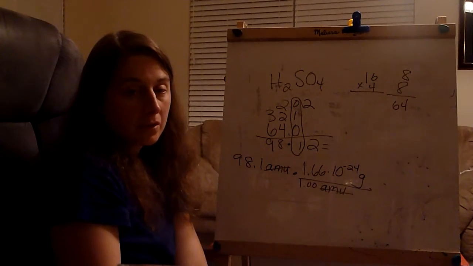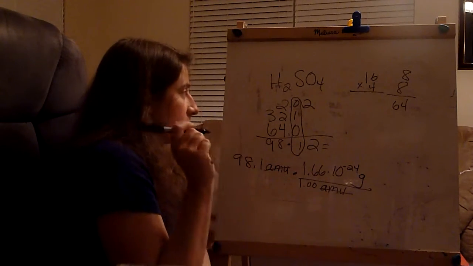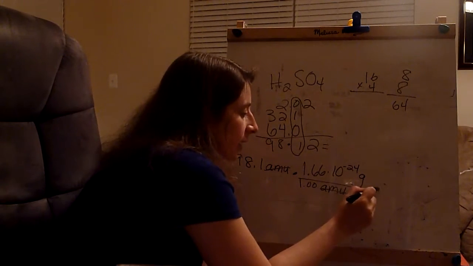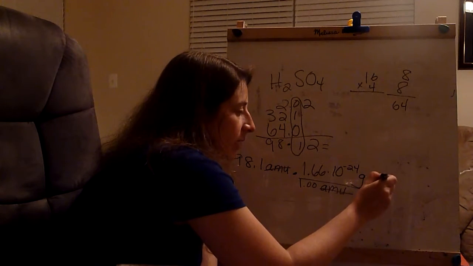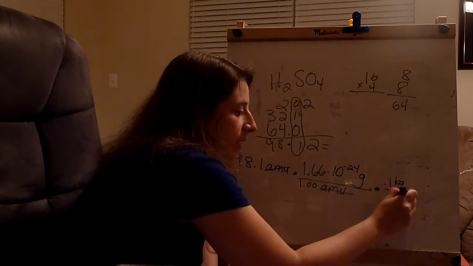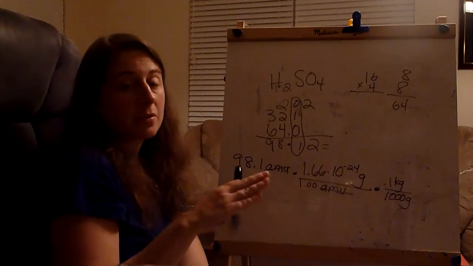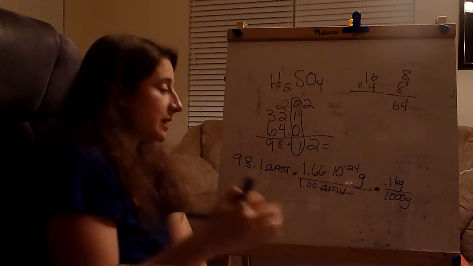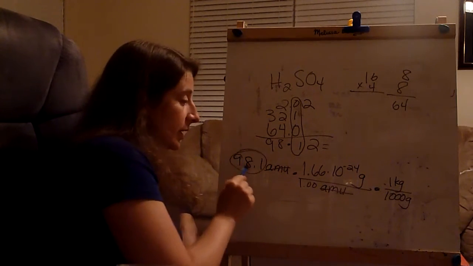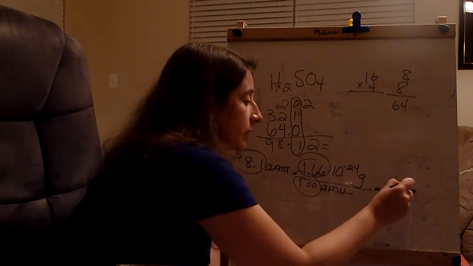But I want to know kilograms in this problem. I want to know how many kilograms one molecule of sulfuric acid would weigh. So then I'm going to cancel out grams. I know I have 1 kilogram equal to 1,000 grams. And remember, with metric conversions, 1 kilogram and 1,000 grams are perfect numbers. You don't have to worry about significant figures. So significant figure-wise, I have 3 here, 3 here, 3 here. I can keep 3 in my answer.